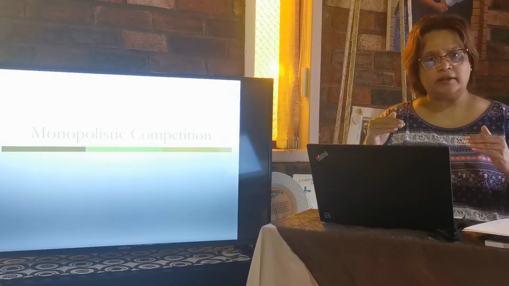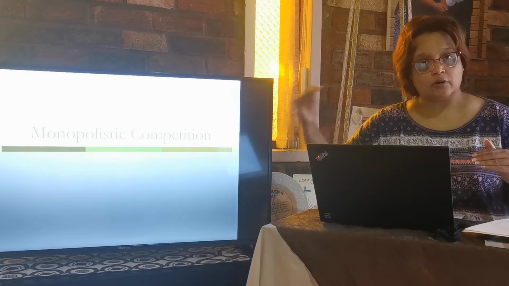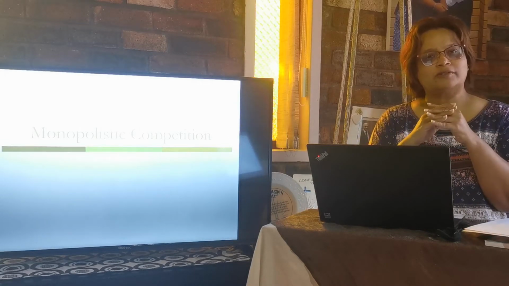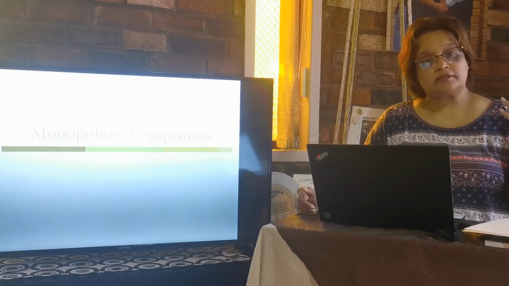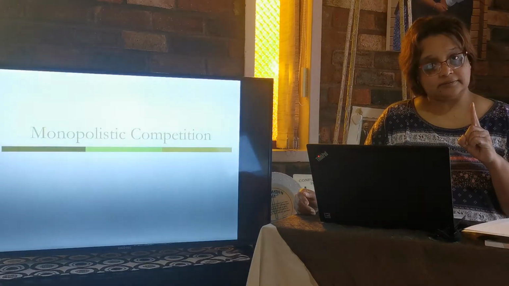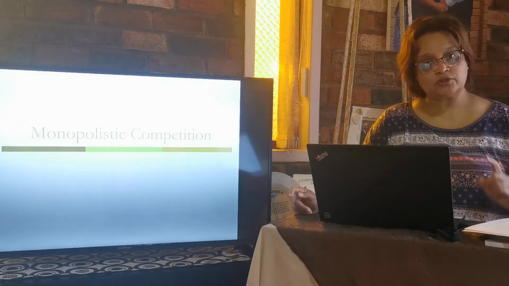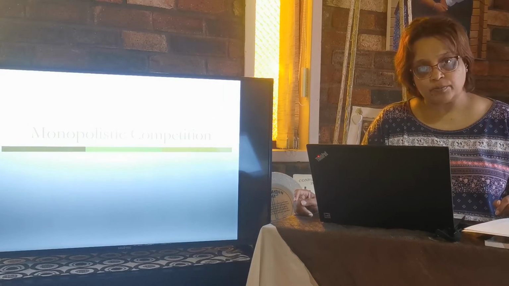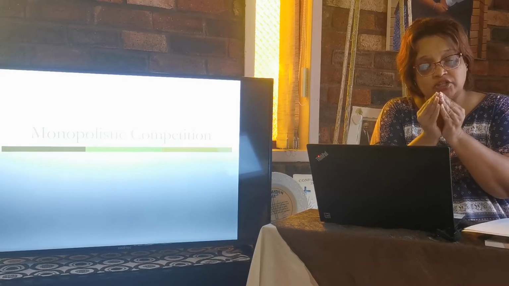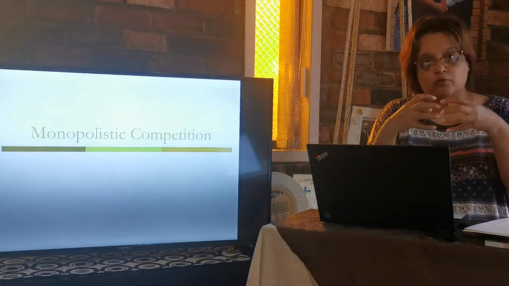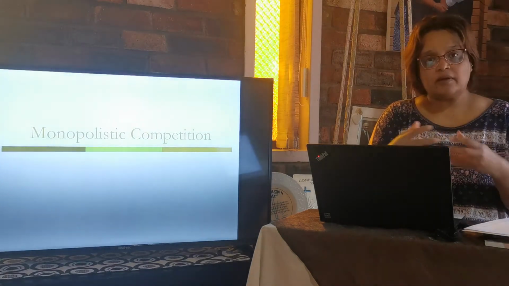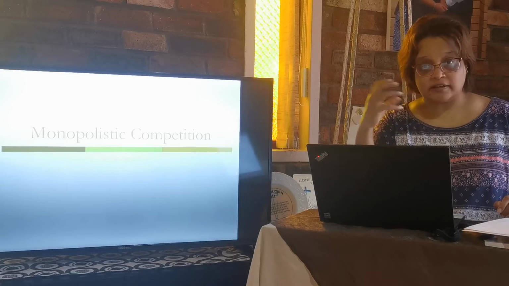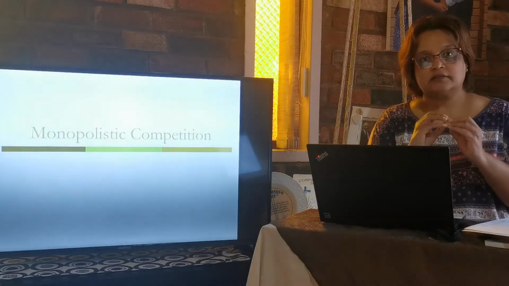And now monopolistic competition. The first one was perfect competition, then we had the monopoly. This one is almost like a combination of the two. Whereas in perfect competition we had many sellers and buyers, monopolistic competition also has many sellers and buyers. However, perfect competition had a homogeneous product, where the characteristics are the same, whereas in monopolistic competition, the characteristics of the products that are there in quite a number are slightly different.